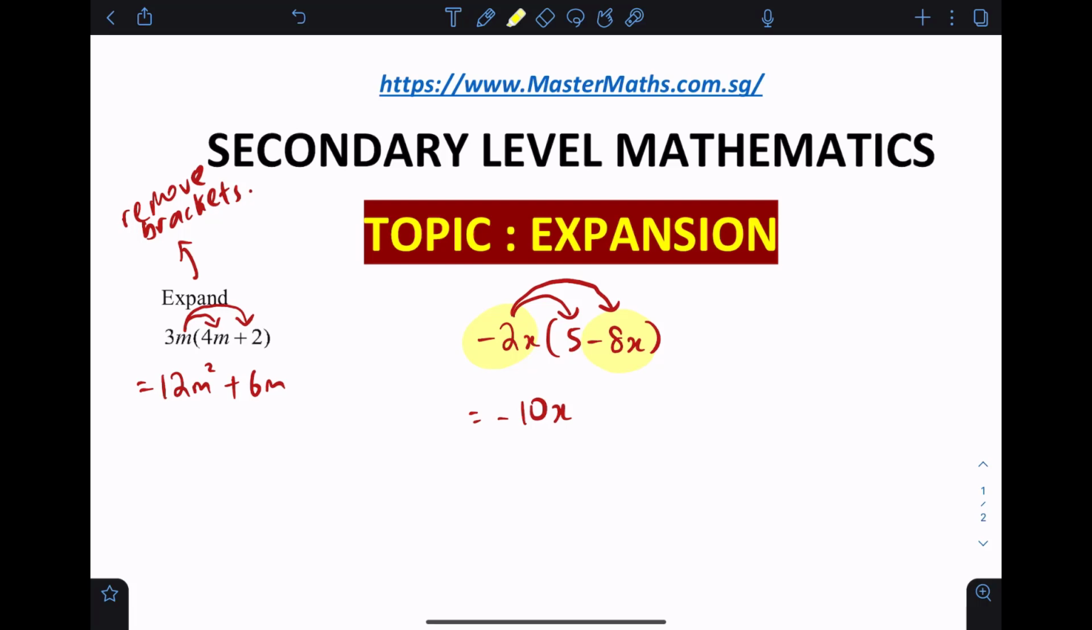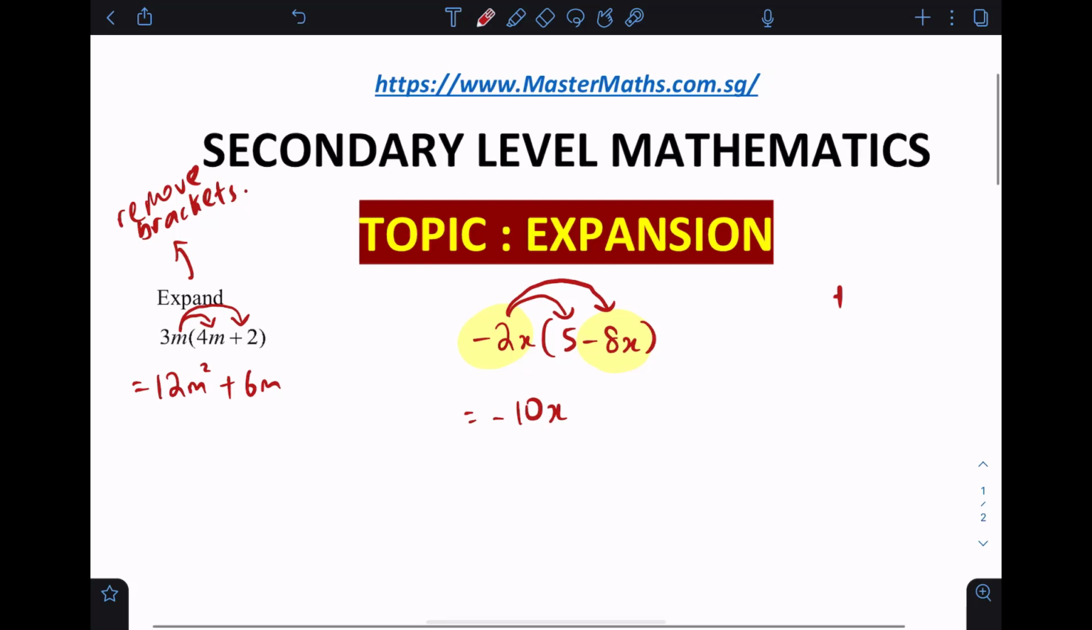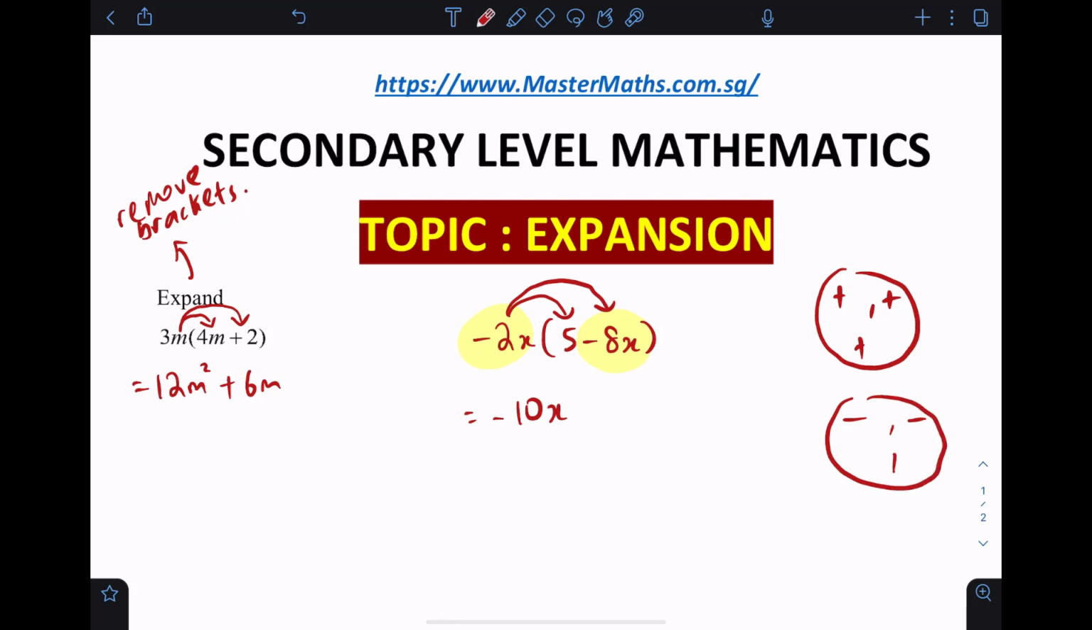negative 8. Be very, very careful about this, because negative and negative gives you a positive. Now, whenever you have the same signs, positive, positive, you will get a positive answer. Same signs, negative, negative, you will get a positive answer. But if you have different signs, that's when you'll get a negative answer. Okay? So negative 10x, negative 2 times negative 8 is positive 16.